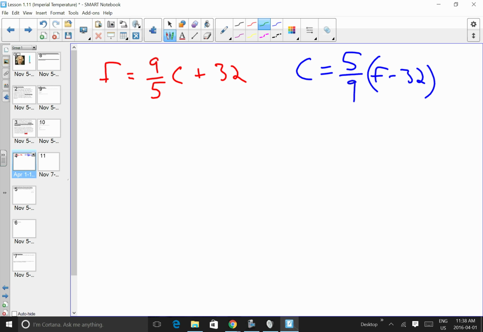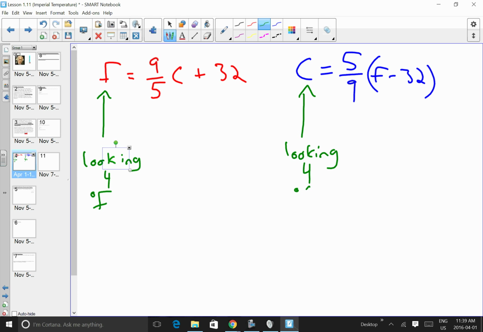Now, the thing on the outside is what you're looking for. So if you're looking for Fahrenheit, you'll use this formula here. Looking for degrees Fahrenheit. If you're looking for Celsius, you'll use this formula over here.